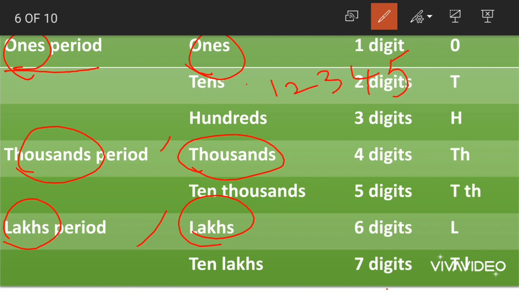Now tell me, where does ones period end in this number 1, 2, 3, 4, 5? How do we know? First we have to write the place values: ones, tens, hundreds, thousands and 10,000s. As I said, ones period starts from 1. Thousands period starts from 1000. So ones period has three place values, ones, tens and hundreds. After this the period ends.